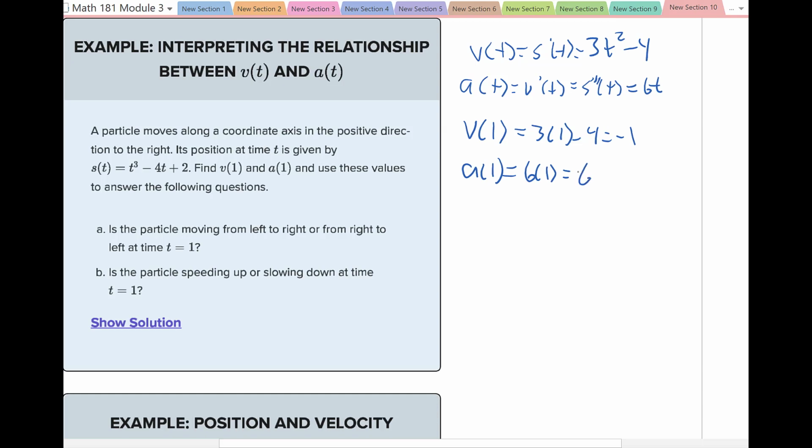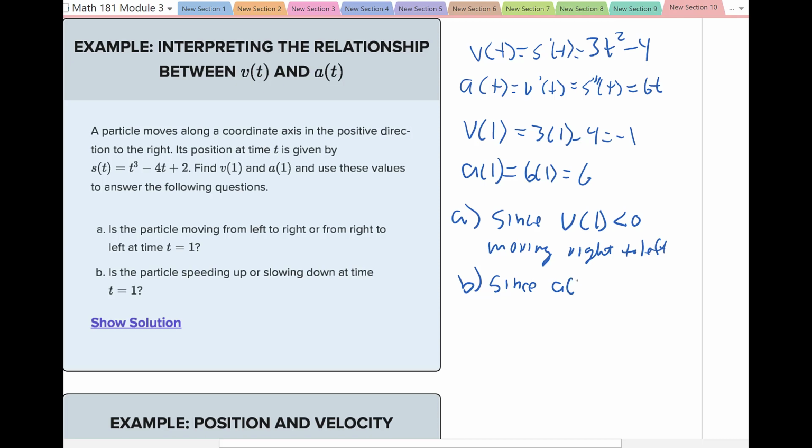So the key here to answer is A and B. A says, is the particle moving from left to right or right to left at time t equals 1? Since the velocity at 1 second is negative, it's moving right to left. And B, is the particle speeding up or slowing down? Well, since the acceleration is positive, it's 6, so it's accelerating in the opposite direction, which means it's slowing down.